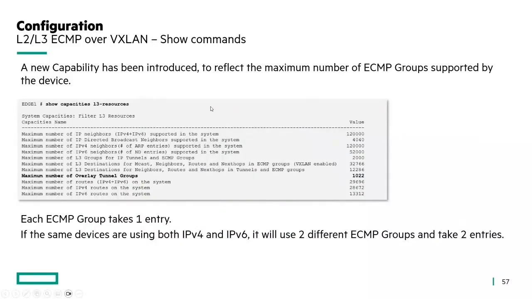And so we've also added a new capability to reflect the maximum number of ECMP groups. And so you can see the show capacities, L3 resources. This shows the maximum number of the tunnel groups, as you can see highlighted here, the 1022. So each ECMP group takes 1 entry, but if we're running dual stack, it'll use 2 different ECMP groups and take 2 entries. So just something to be aware of.